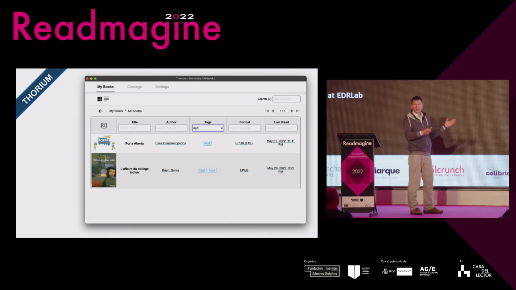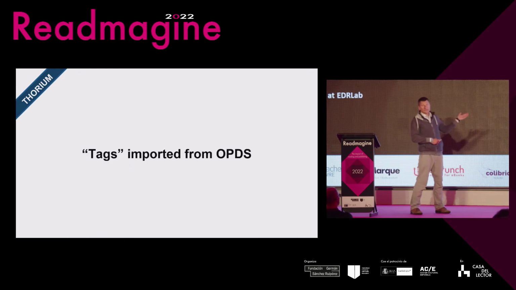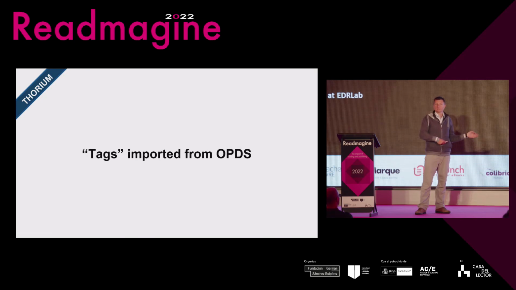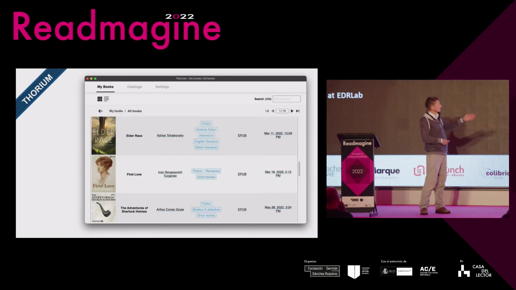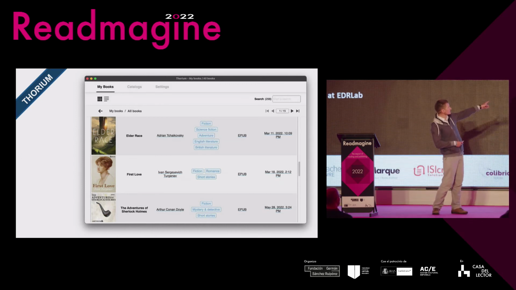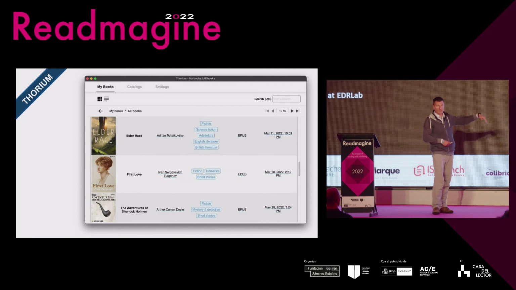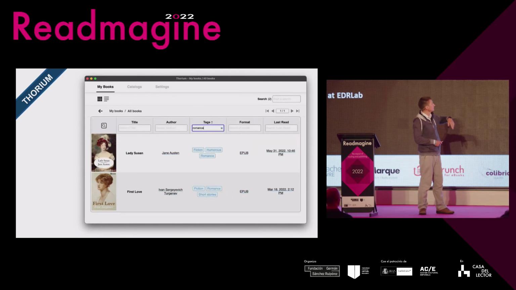Let's take a real-world example. Tags can also be imported automatically from OPDS feeds. So this is from Feedbooks, and we have metadata in the OPDS feed that tells us that this book is fiction, science fiction, adventure, English literature, British literature. There's romance as well. So let's say I click on romance, and that's it. I know I have 2 books that match this particular tag here.